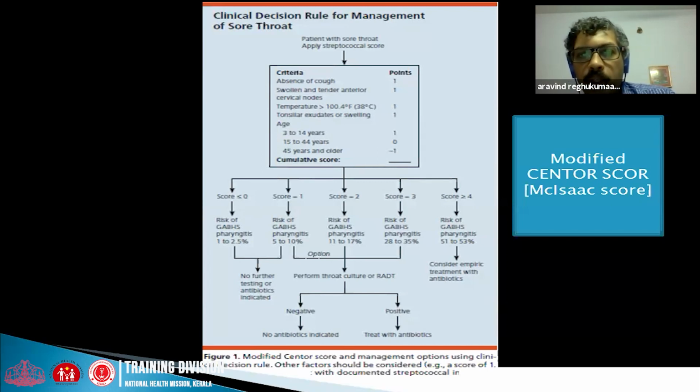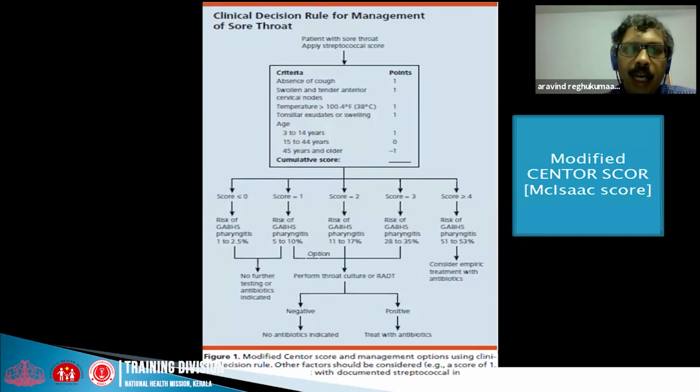So it is basically a scoring system. You can see absence of cough is 1 point. If cough is present, it is more likely to be viral. So absence of cough favors streptococcal pharyngitis. Then swollen, tender anterior cervical nodes get 1 point. If posterior cervical nodes are enlarged, there is likely to be a viral etiology. Then presence of temperature more than 38 degrees Celsius gets 1 point, and tonsillar exudate gets 1 point. These are the 4 features usually seen in streptococcal pharyngitis: temperature, tonsillar exudate, swollen tender anterior cervical nodes, and the absence of cough.